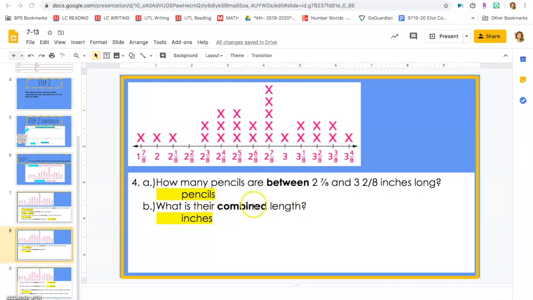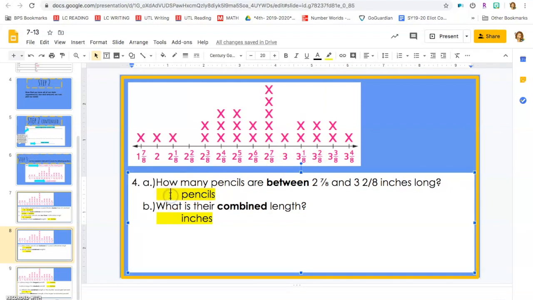Okay, so for part A, they asked us how many pencils are between these two measurements. So we're going to look up at our line plot, and we know that these are the two measurements they were asking us about. So there are 1, 2, 3 pencils in between those two measurements. And then they said, what is their combined length? So they want us to add 3 plus 3 1/8.